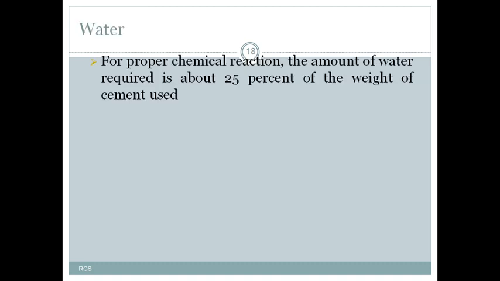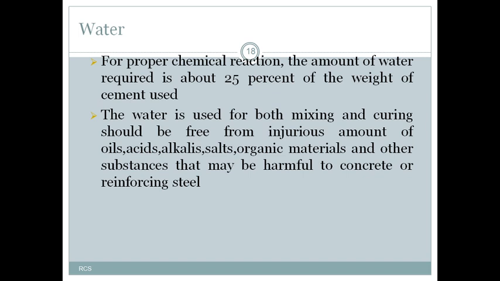Next ingredient is water. To have the proper chemical reaction in the concrete, the concrete requires water equal to 25% of the weight of the cement used. That means if the cement is 100%, then by weight 25% of water should be added.